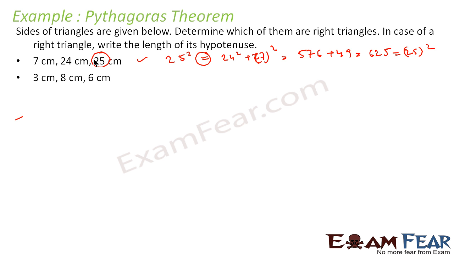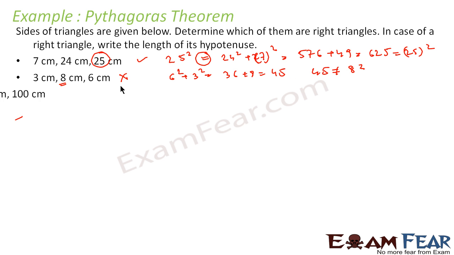In second case, the maximum side is 8. So we can write 6 square plus 3 square as 8 square, if it is a right triangle. So let's try to find 6 square plus 3 square. This is nothing but 36 plus 9 is equal to 45. And 45 is not equal to 8 square. So this is not a right triangle.